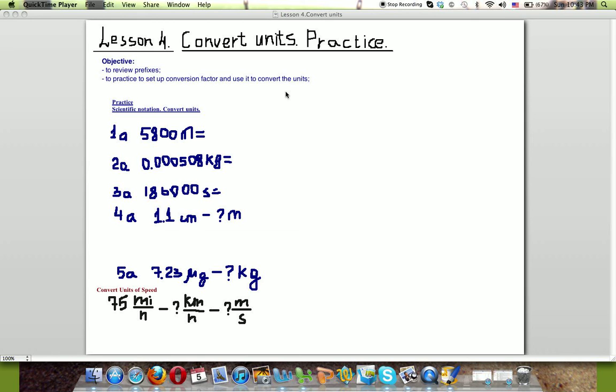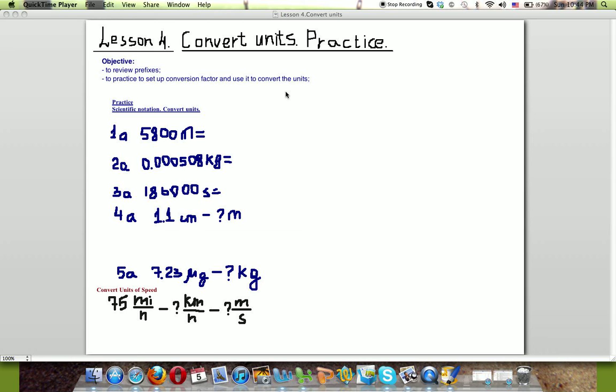Today's lesson is about practice to convert units. I hope you got the main idea how to convert units. So today we will review the meaning of prefixes and then do the worksheet to practice to set up a conversion factor and use it to convert the units.